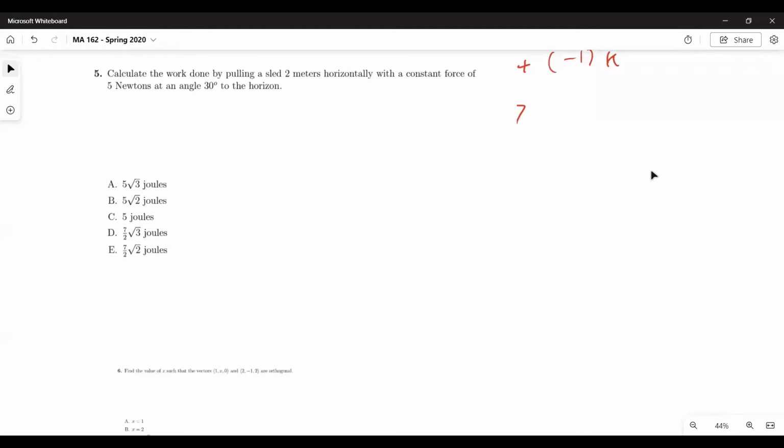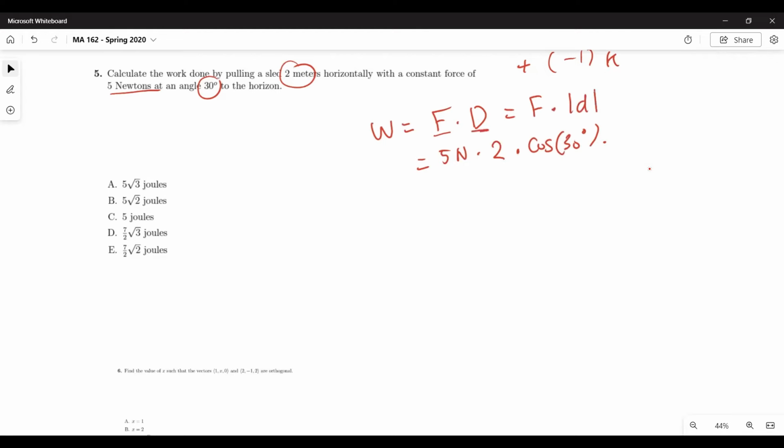Okay, so this question is, calculate the work done by pulling a sled 2 meters horizontally with a constant force of 5 newtons at an angle of 30 degrees. So the work is equal to force times distance. We are given the force is 5 newtons, and the distance becomes 2 meters, 2 times cosine 30 degrees, because when you say work equals force times distance, this means force times the magnitude of the displacement and then cosine theta. That's why we are doing 5 N times 2 times cosine 30.